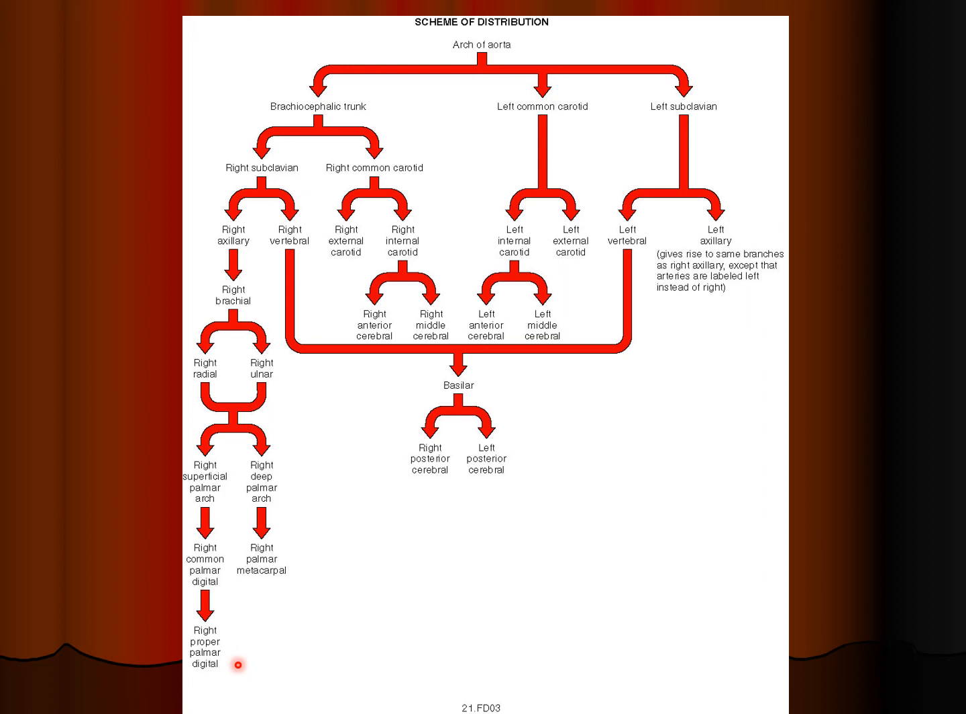On the left side, the subclavian artery arises directly from the arch of the aorta, not like on the right side where it is a branch of the brachiocephalic trunk. On the left, the arch of the aorta gives the subclavian directly, and the subclavian will ultimately continue as axillary, and the rest of the supply is the same. That is the schematic distribution of the upper limb supply.